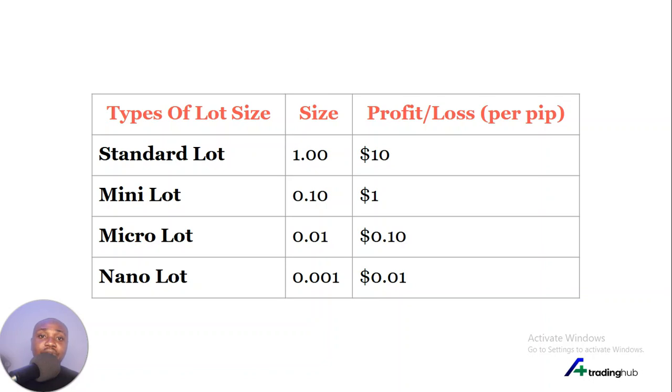There are 4 major types of lot size. One is the standard lot, which means your profit and loss per pip is $10. Mini lots, your profit and loss per pip is $1. Micro lots, your profit and loss per pip is 10 cents. Nano lots, your profit and loss per pip is 0.01 cents. Lot size is actually a double-edged sword. The higher your lot size, the bigger your profit and also the bigger your losses. The smaller your lot size, the smaller your profit and also the smaller your losses.